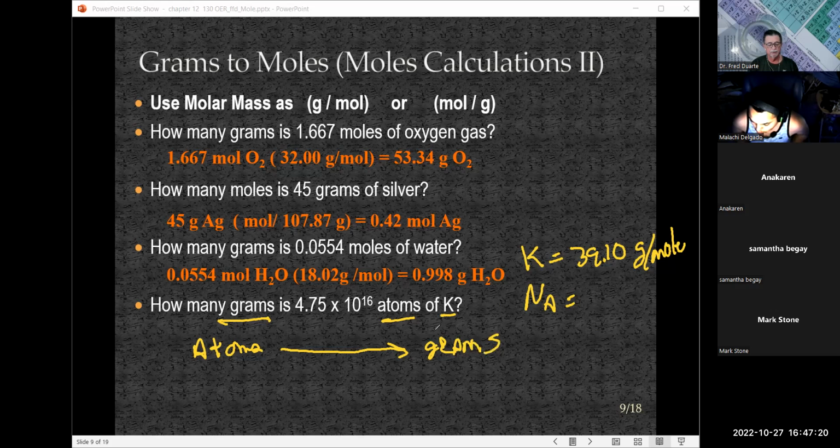Before we can do that, we need to get through moles first. We've got to get from atoms to moles and from moles to grams, because we cannot go directly from atoms to grams. So moles is our common factor.